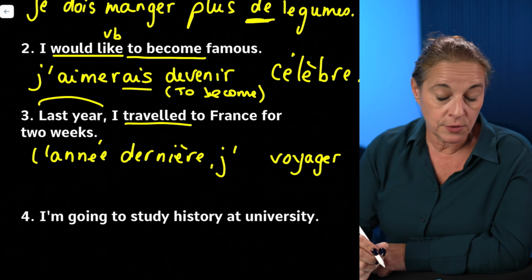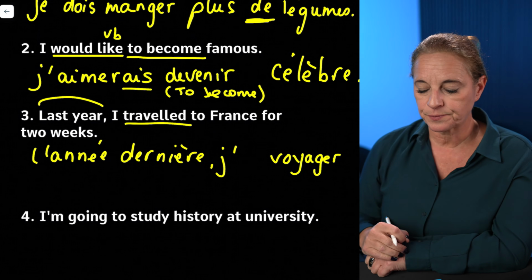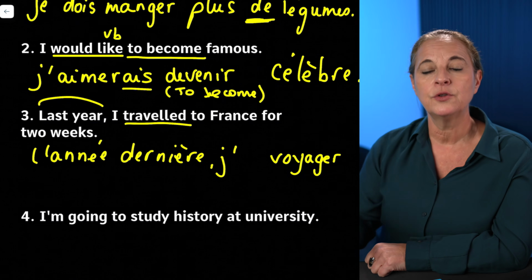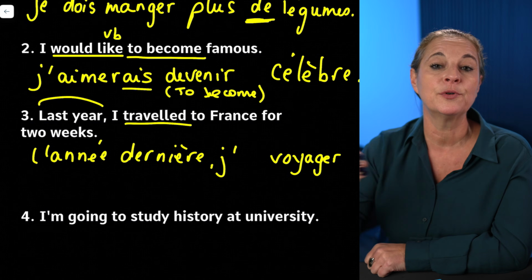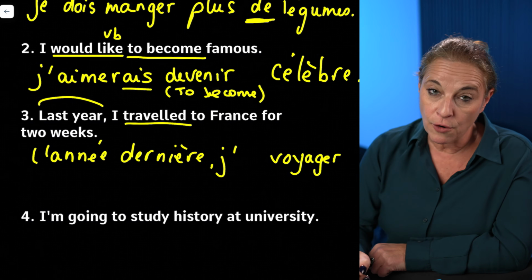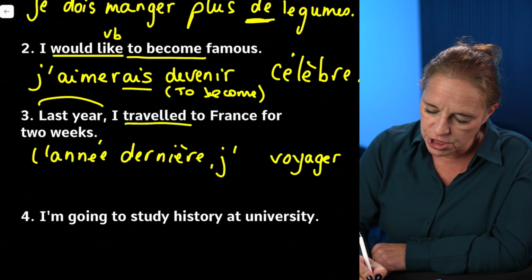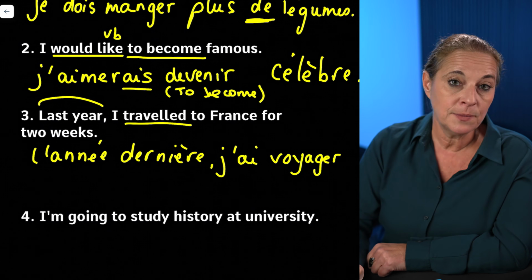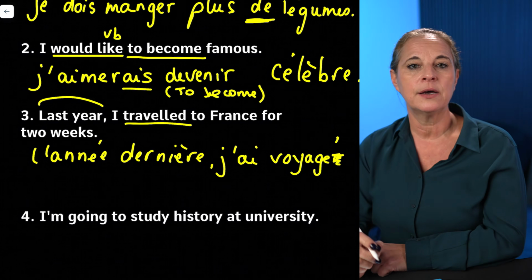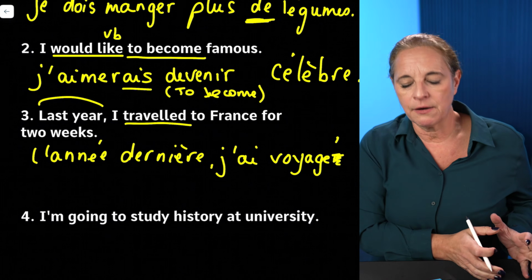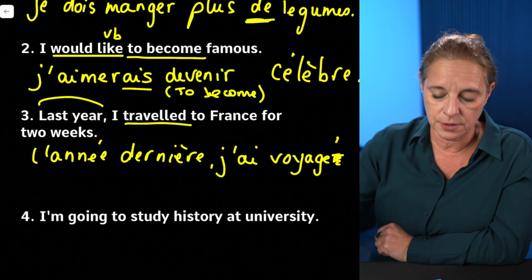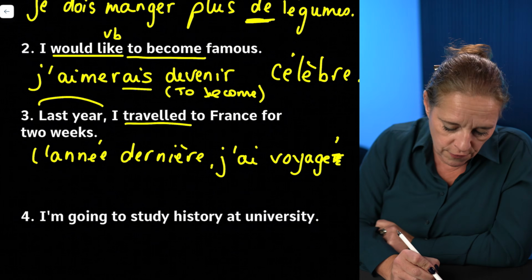You have the auxiliary verb avoir in the present tense, j'ai, I have. And then you add the past participle, participe passé, of that verb to travel. So j'ai, I have. And then you must have learned that at school: drop the R and add an accent for the ER verb. So, l'année dernière, j'ai voyagé. I have traveled. J'ai voyagé en France.